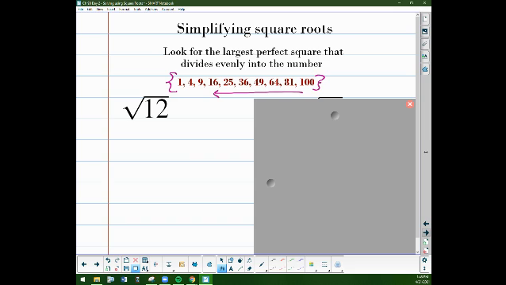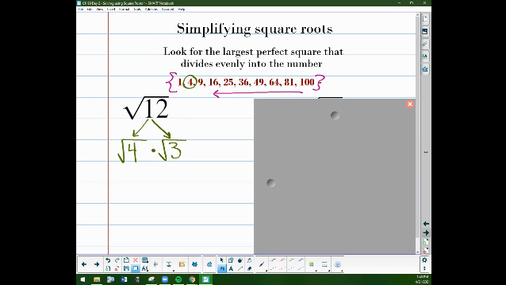Okay? With 12, it's kind of easy to spot that 4 is the largest perfect square that divides evenly into 12. So what we do is we take that perfect square, and now we rewrite it with the not perfect square that it multiplies by to get 12. So 4 is my perfect square. 4 times what gets me 12? Well, 4 times 3 gets me 12.